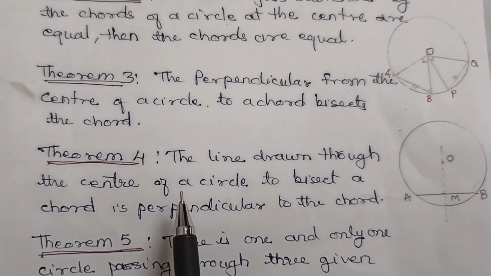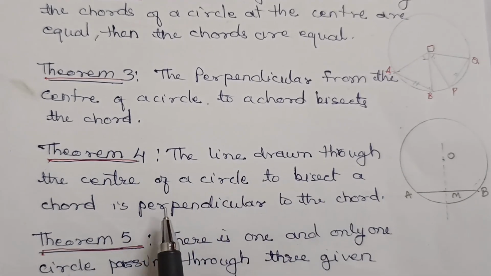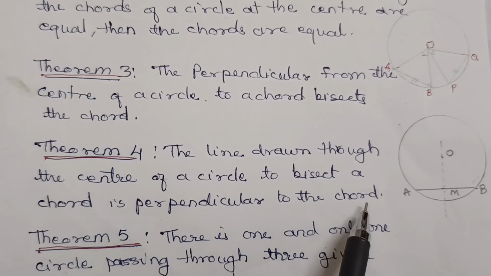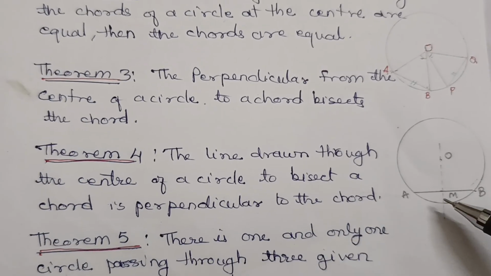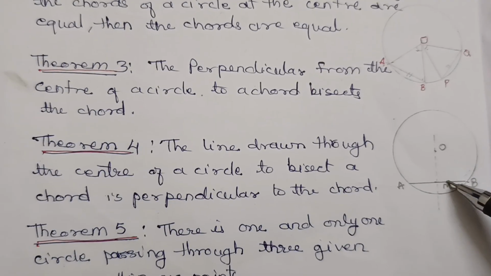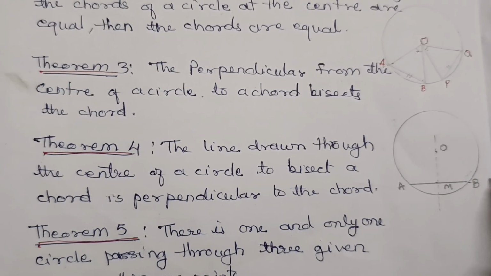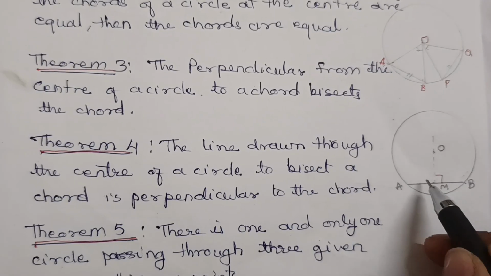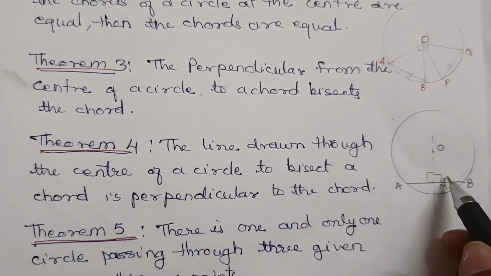And the fourth theorem is, the line drawn through the center of the circle to bisect a chord is perpendicular to the chord. That means you have to take these two angles as 90 degree right angles.